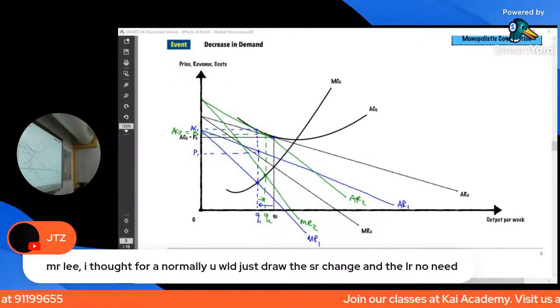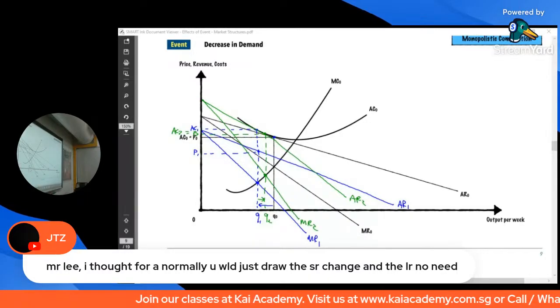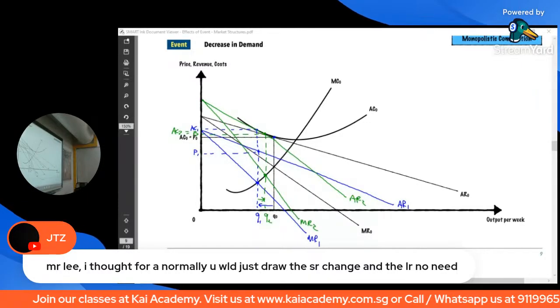Correct. You can draw IUS, you can draw SIAS, but in the adjustment process, you don't touch AC. In the adjustment process, you don't touch AC.